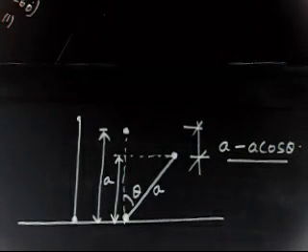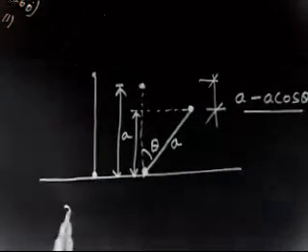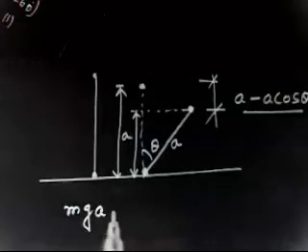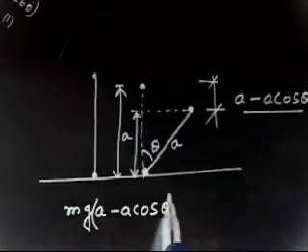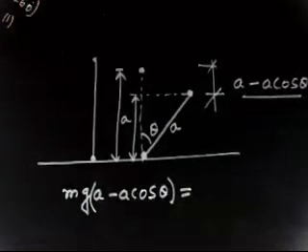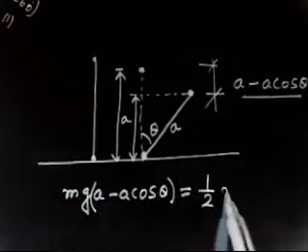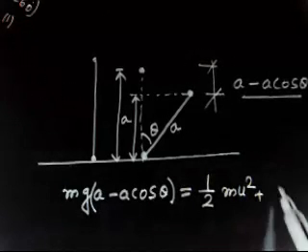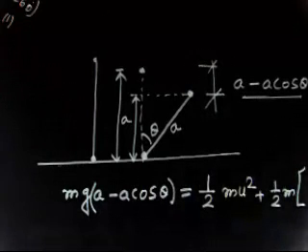Are you getting it or not? So what is the loss in potential energy? If this mass has lost potential energy, mg(A minus A cos theta) is equal to gain in kinetic energy. This mass has a speed u, so half m u square plus a half m. For this mass, we have already calculated the velocity.